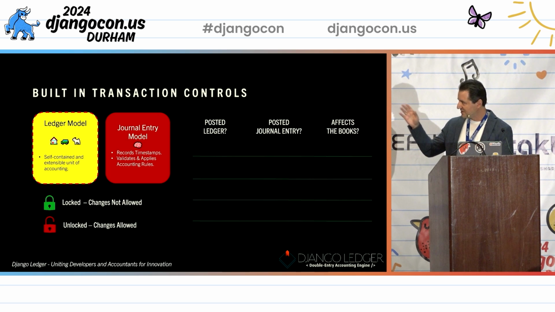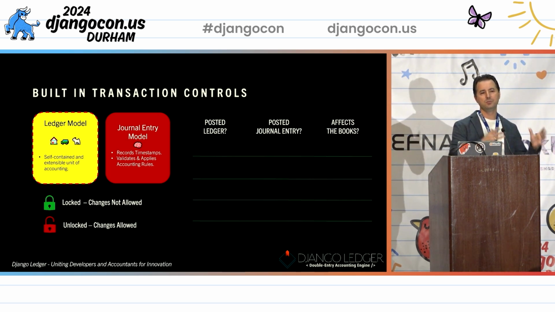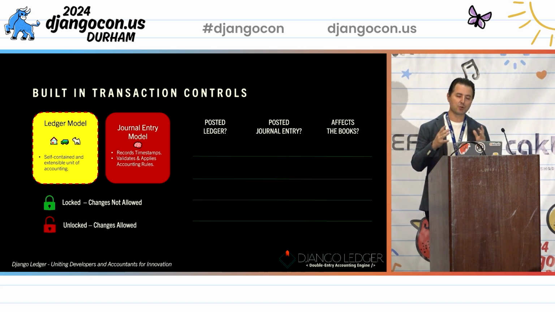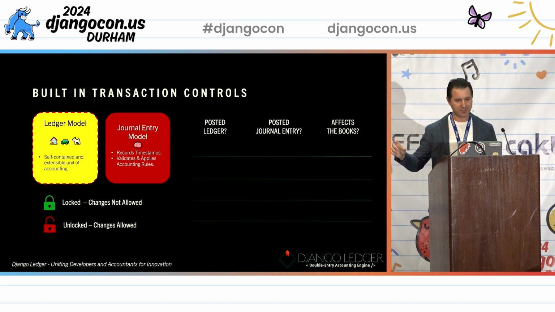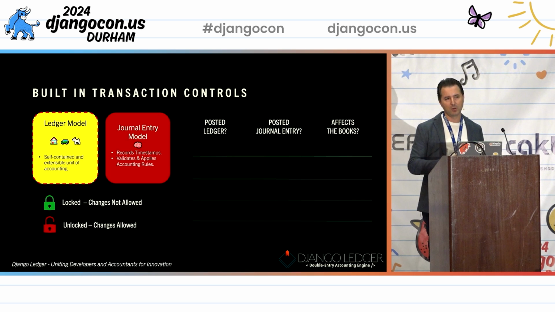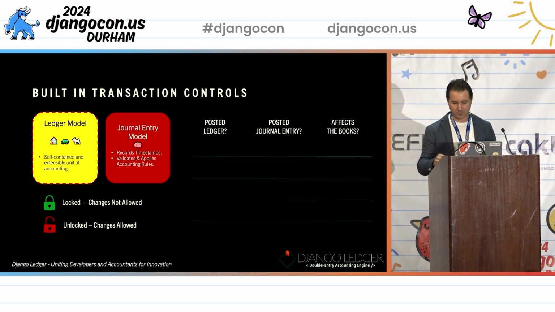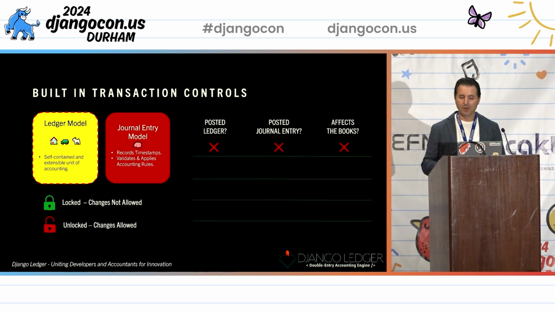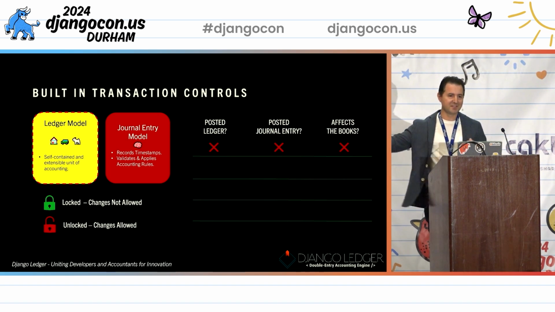So the way Django Ledger solves that problem is that you have two separate controls, right? You have controls at the journal entry model, which is a model that keeps track of a list of transactions, and the ledger model, which is the object that is being modeled as part of the object-oriented programming strategy, right? So a ledger can be posted or not. A journal entry can be posted or not. So the question is, does that affect the books?